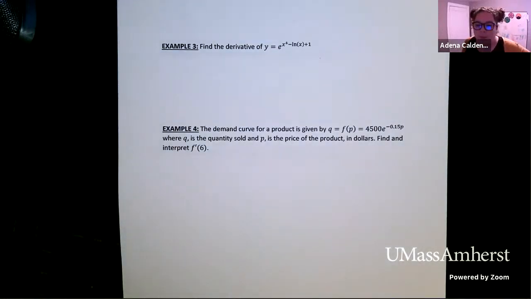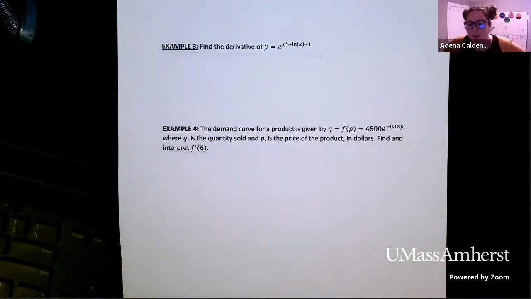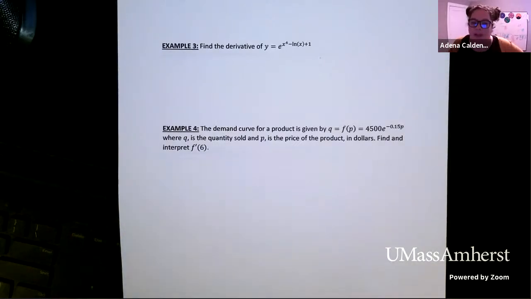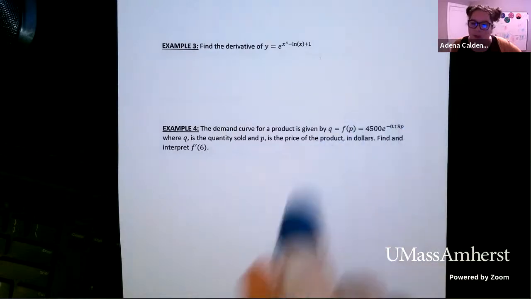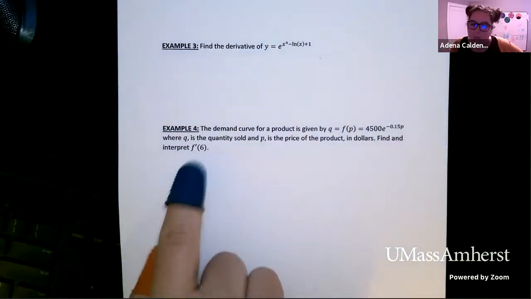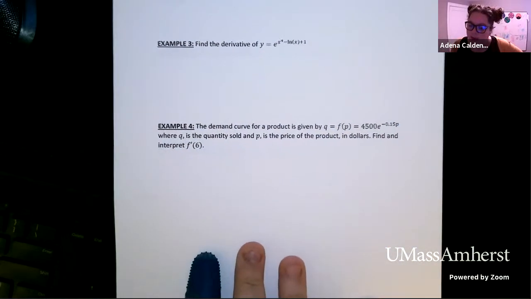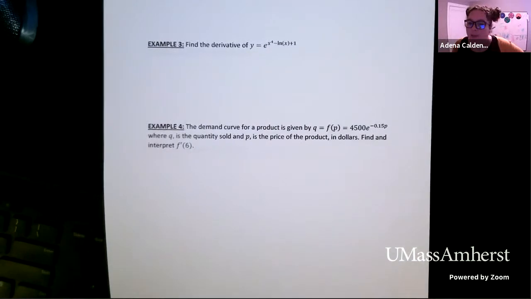And then for example 4, we're going to do an application where we have a demand curve and we are trying to figure out f prime of 6. So you'll see here that this is an exponential form. So we have to take the derivative before we plug in a 6. Okay, so we're just going to jump right in. We're going to start with that.